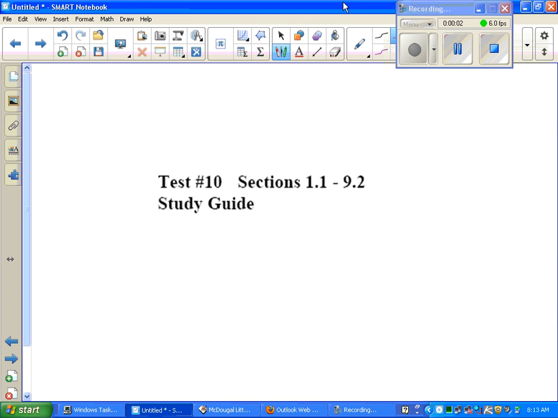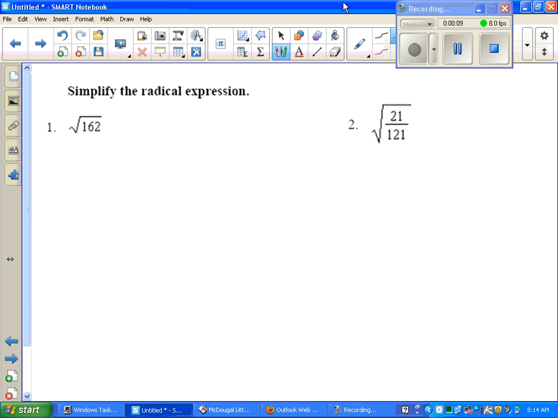Test number 10, spring test number 10, sections 1 through 9. The last thing we did was simplifying radicals. This is our study guide. Number 1 says find the square root of 162.